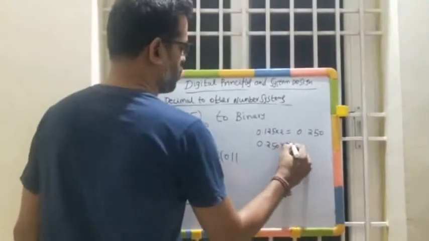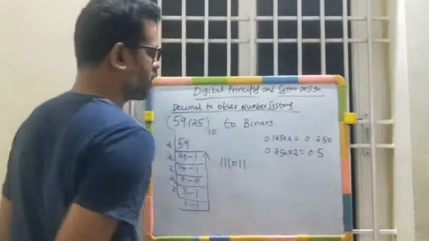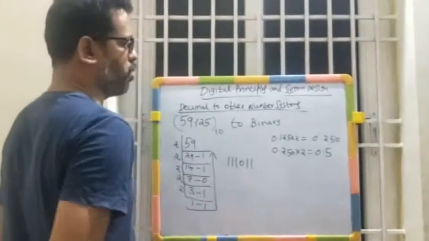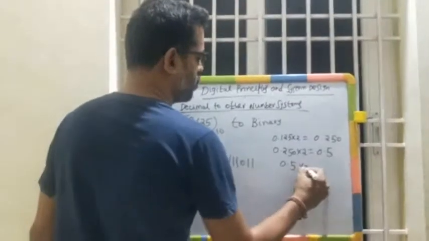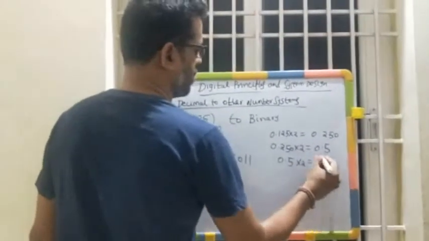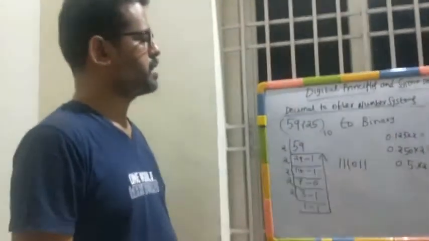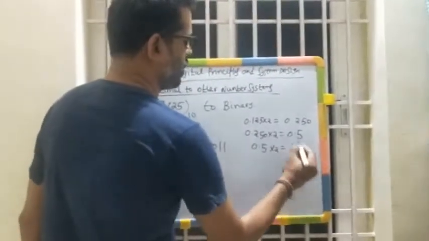0.250 into 2. So what is that? 0.5. Then still we didn't get a whole number. We need to repeat the process. 0.5 into 2, which is nothing but 1.0. So now we got an integer part, that is nothing but a whole number. So this is the point we need to stop the process.